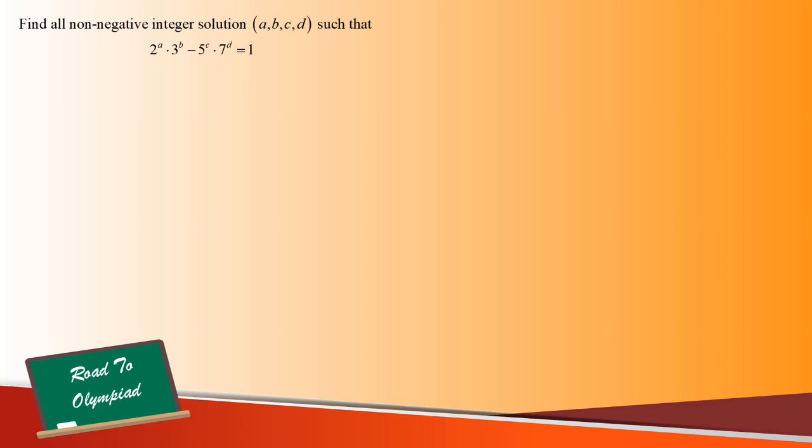Welcome to RTO. Consider the following problem. Find all non-negative integer solutions a, b, c, and d such that 2^a times 3^b minus 5^c times 7^d is equal to 1.